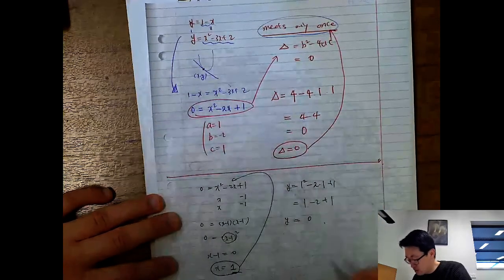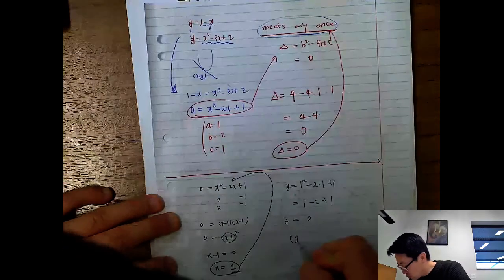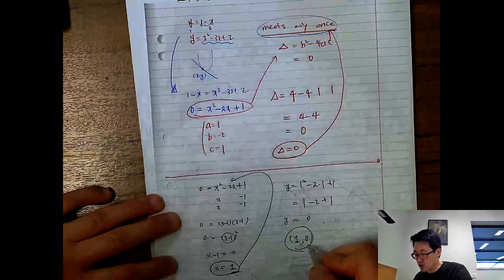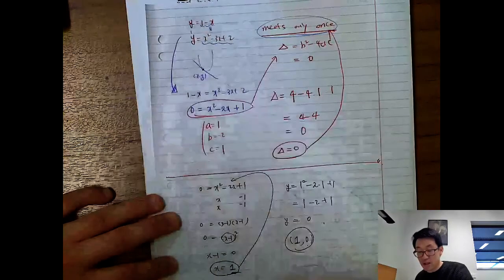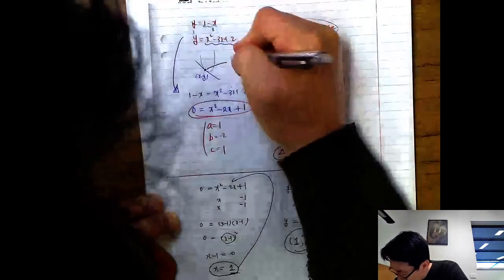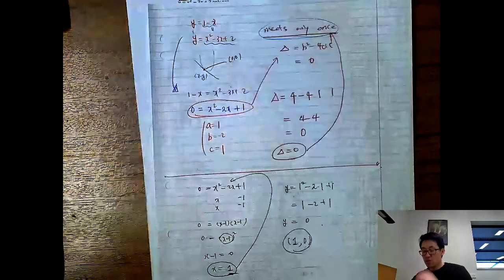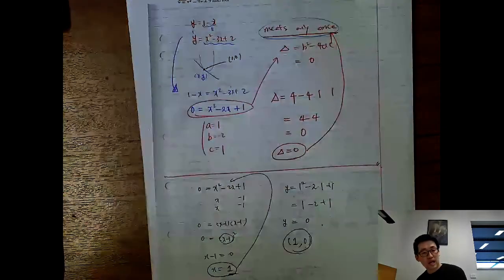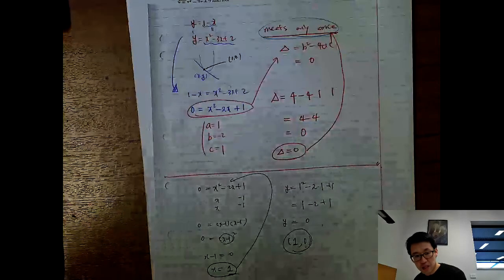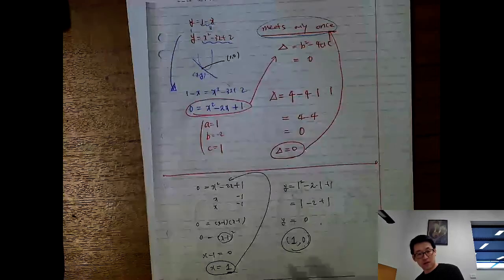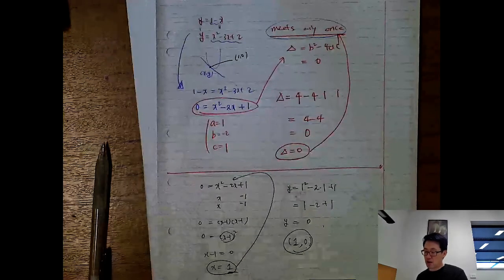So y equals 0. So when x is 1 and y is 0, that's the point where they meet. This point, 1 and 0, is where these two lines, one linear and one quadratic, meet. Do you understand? Yeah. So let's just go back and think about it.